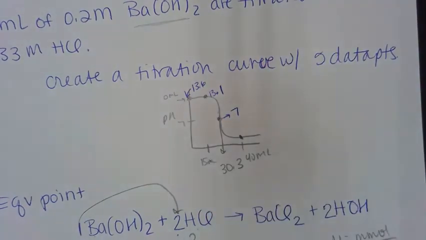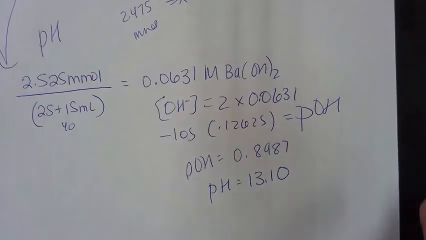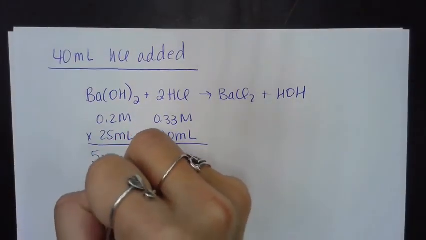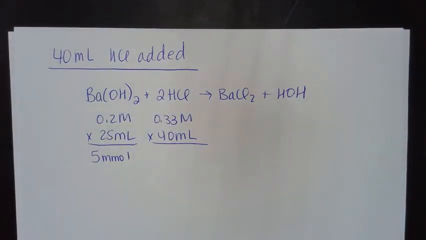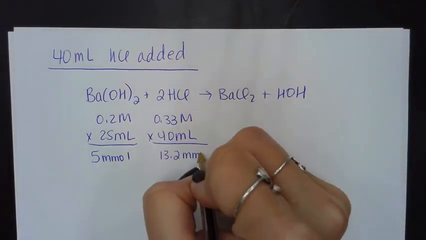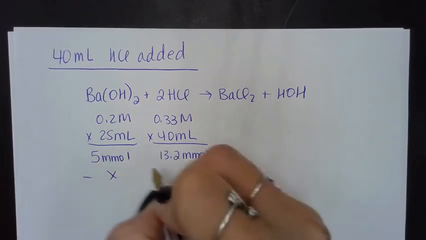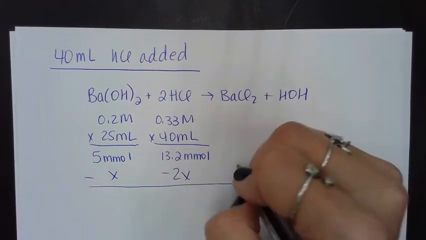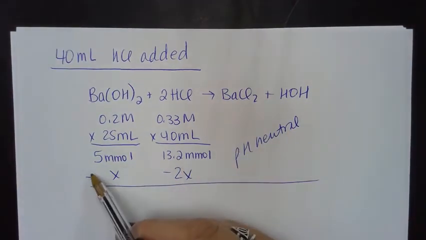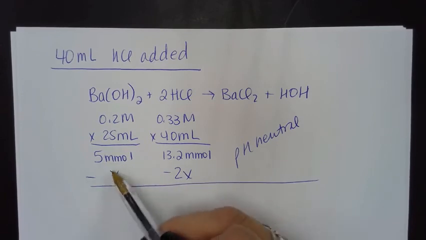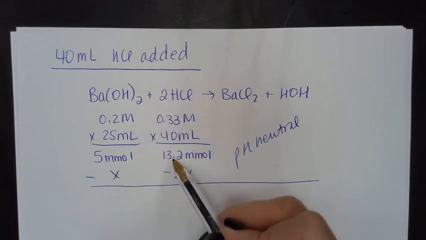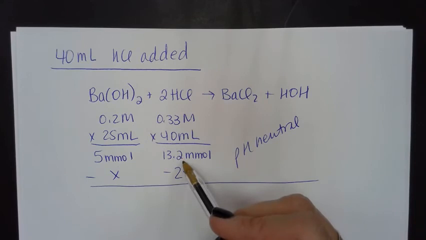Okay, this one I know is a pH of 7, so let's do 40. And just like magic, here we go. So I still have my 5 millimoles of my base, and then 13.2 millimoles of my acid. Minus x, minus 2x, they're going to react. These guys are pH neutral, so I'm not really worried about how they're going to affect the pH. Minus, do I have 2 times this amount? 5 times 2 is 10, so yes, I've got twice the amount of this.